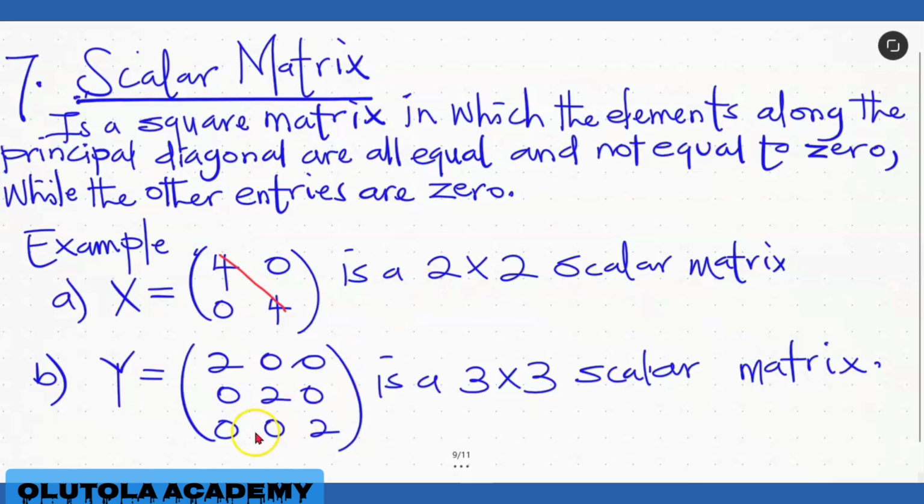Then another one, matrix Y. We have the principal diagonal, which is here. Then all other entries are 0, while the principal diagonal is not 0. So this is a 3 by 3 scalar matrix.